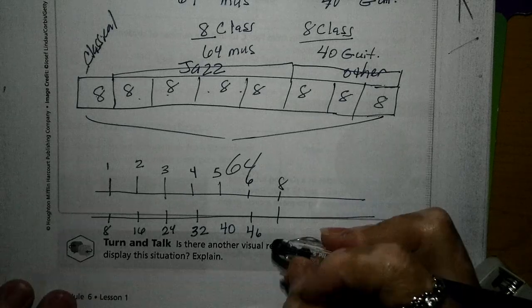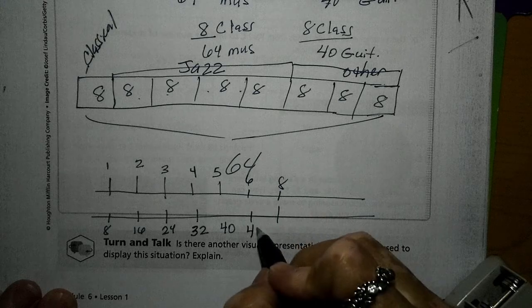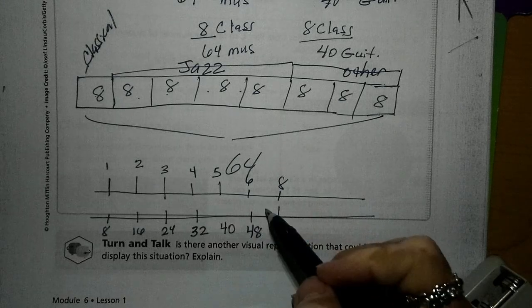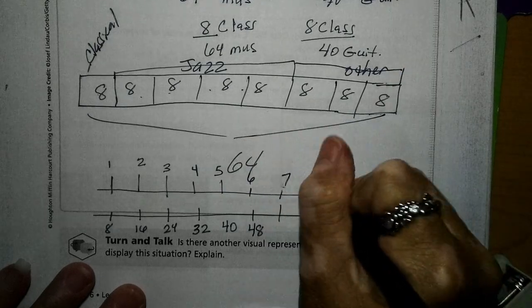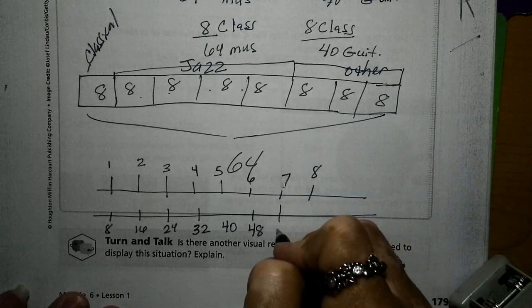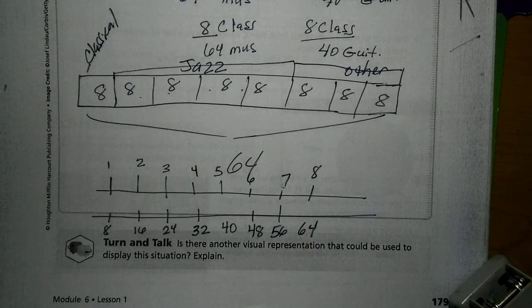Oh, I did that wrong. This one's supposed to be what? 48, right? And I did this one wrong. Totally missed the number. 7 and 8. So 7 times 8 is 56, and then that would be 64. So I could do it that way as well.